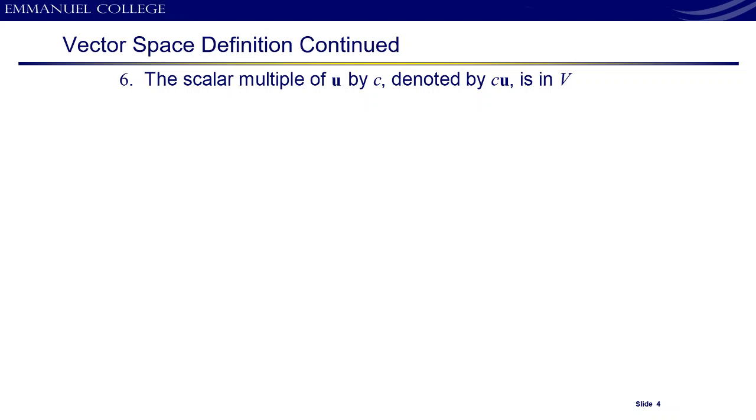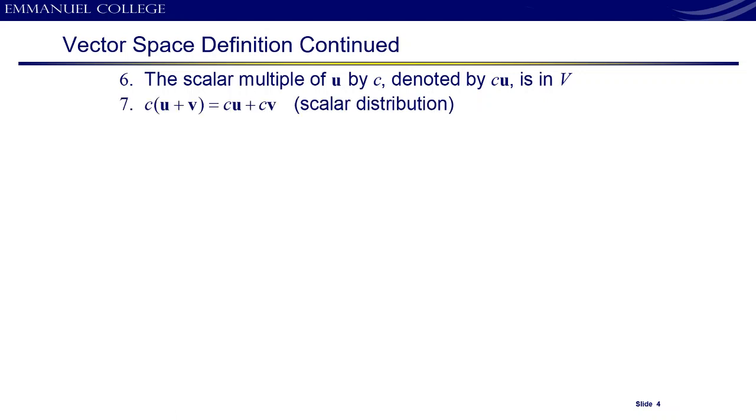If you multiply a vector by a scalar, then that will also be in there. You're never going to have, again, kind of like with adding two vectors together, if you multiply a vector times a scalar, that should still be in the space. You don't get to escape it by multiplying it by a scalar.